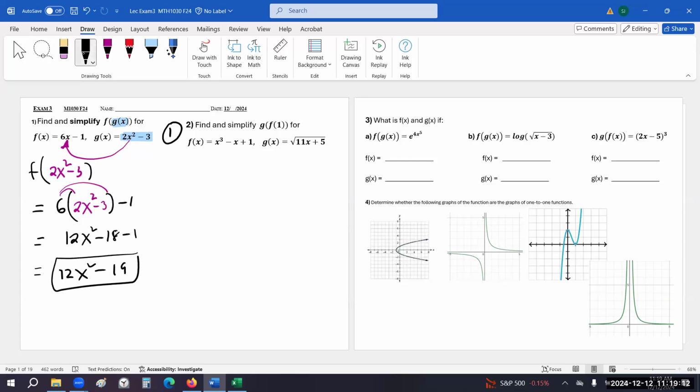What many people did, they set it equal to 0 and solve for x. I don't know why you did that. I didn't say solve for x. I said just find the composition. In composition, we never solve for x.